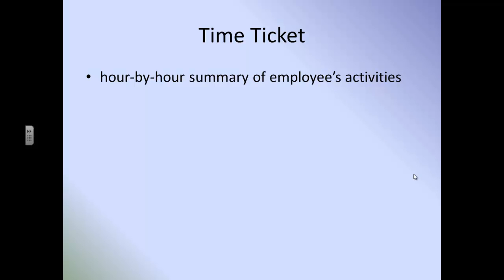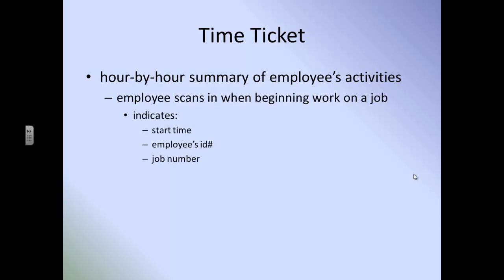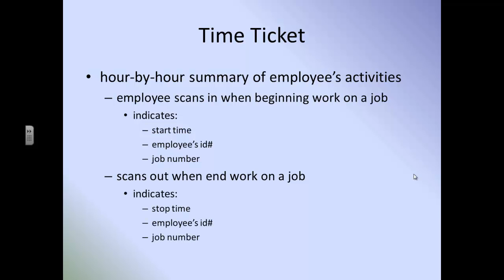To track labor cost, we use a time ticket. Most companies nowadays are going to use a computerized time ticket. This is an hour-by-hour summary of each employee's activities. The employee will scan in when they begin work on a job. It'll indicate their start time, their employee's ID number, and the job number that their hours should be charged to. When they're finished, they'll scan out of the job.